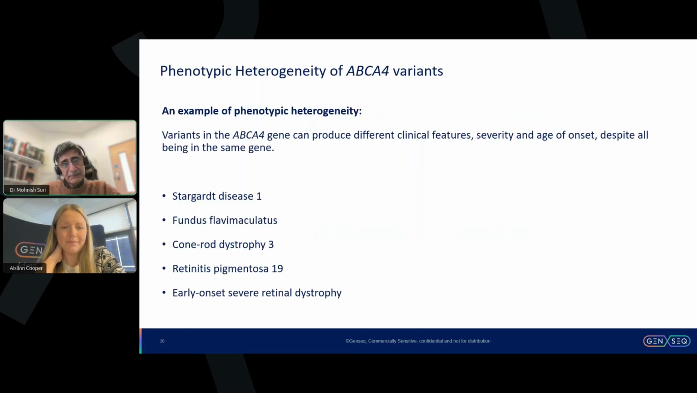And here is an example of phenotypic heterogeneity of ABCA4. I told you in the previous slide that biallelic variants in both copies of ABCA4 give you Stargardt disease. But biallelic variants in ABCA4, different types of variants, can also give you fundus flavimaculatus, which is a much milder, later onset form of Stargardt disease with less obvious retinal signs. You can also get a cone rod dystrophy, just a classical RP, or even a very severe, early onset retinal dystrophy-like presentation, almost like a Leber congenital amaurosis type of presentation. So it's the same gene, but different variants in the gene are giving you different phenotypes, and that's what phenotypic heterogeneity means.